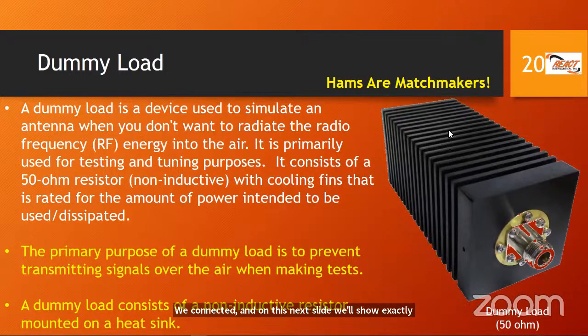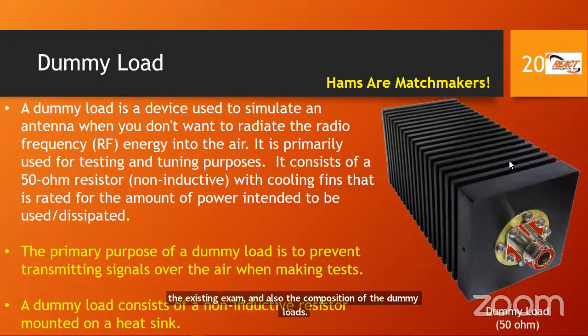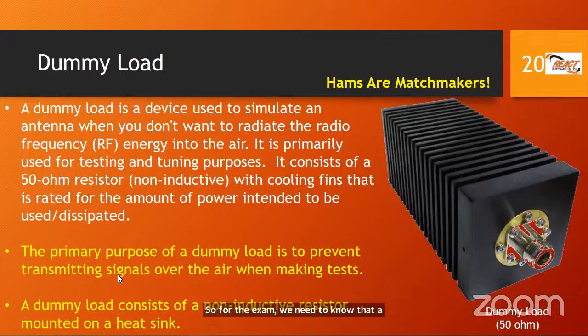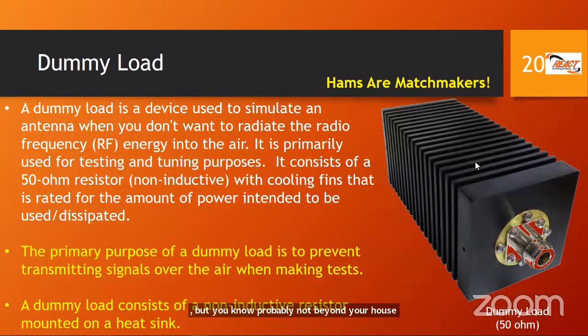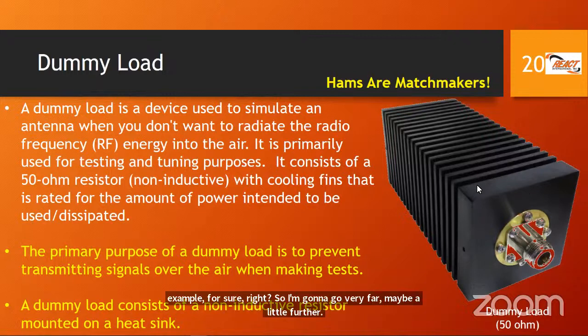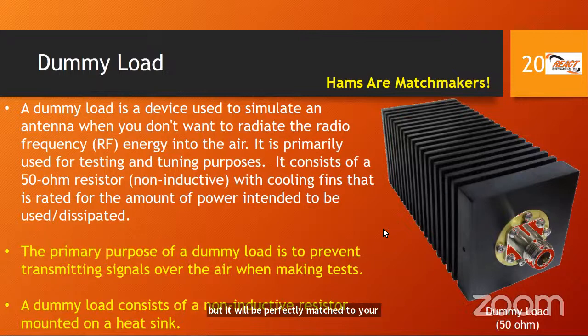But we need to know what the dummy load is used for the exam, and also the composition of the dummy load. So it's an important component that hams use for testing purposes, right? So for the exam, we need to know that the primary purpose of a dummy load is to prevent transmitting signals over the air when making tests. So remember we said it is not very efficient in terms of transmission. The signal will not go very far. It will go a little bit, but probably not beyond your house, for example, right? It's not going to go very far, maybe a little further, but it's certainly not going to be as efficient as a real antenna. But it will be perfectly matched to your radio, and hams use that for testing.